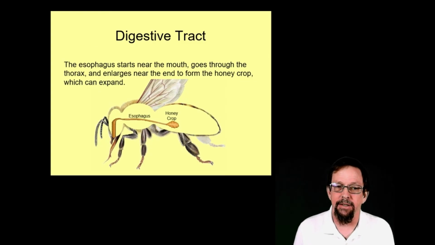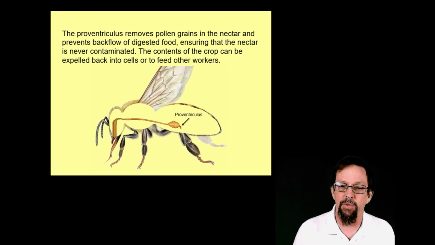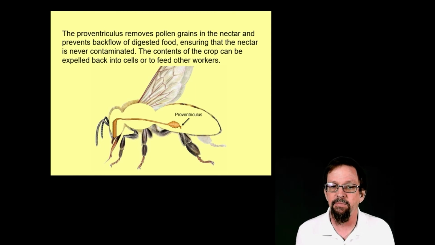The digestive tract. The esophagus starts near the mouth and goes through the thorax and enlarges near the end to form the honey crop, which can expand based on demand. The proventriculus removes pollen grains in the nectar and prevents backflow of digestive food, ensuring the nectar is never contaminated. The contents of the crop can be expelled back into the cells or fed to other workers. That fancy word, trophallaxis. So again, the proventriculus acts kind of like a one-way check valve to prevent the digestive fluids in the bee backflowing into the honey crop.